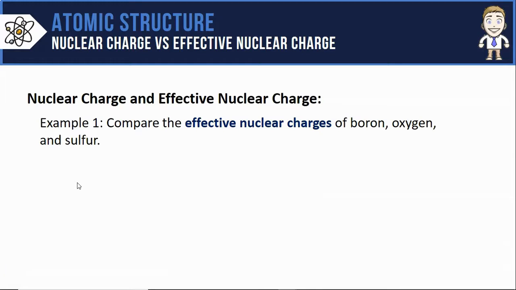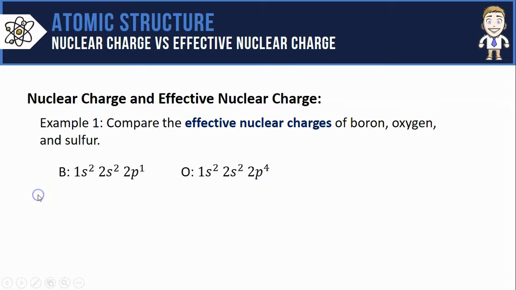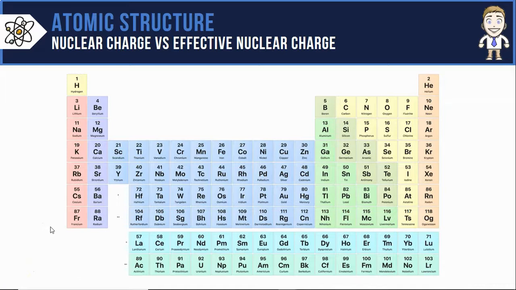So let's close the video with an example where we compare the effective nuclear charges of 3 atoms, boron, oxygen, and sulfur. The first step is going to be to write the electron configuration of each one. Here's boron, oxygen, and sulfur. This is going to very clearly let me find the inner shielding core electrons. I also need to use a periodic table to look up the nuclear charges of each. Here's boron with 5 protons, so plus 5, oxygen plus 8, sulfur plus 16.